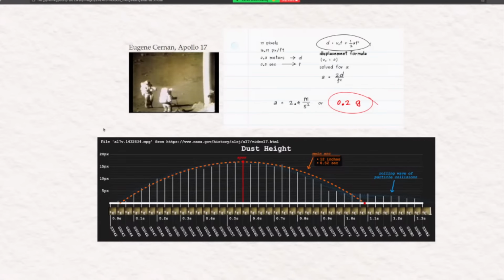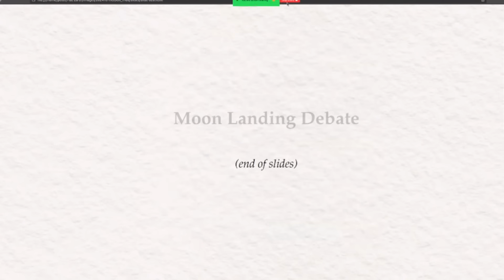Changing the speed of the footage doesn't help you either because, as Michael Toon showed, the physics just don't line up. No matter what story you invent to say this is fake, you land in a heap of trouble with the scientific evidence. The conclusion is clear. The Apollo moon landings were absolutely real. Thank you.